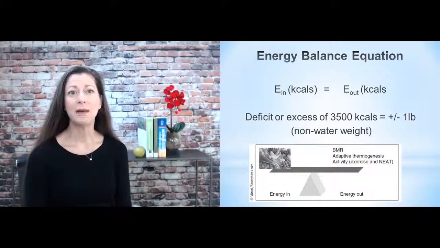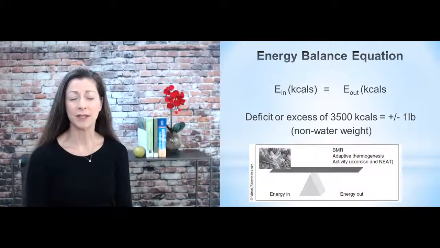The basal metabolic rate is one of those items that is on the energy out side of the equation. And something you want to do is protect that BMR. One of the ways that people unintentionally lower their BMR is through restrictive dieting. Adaptive thermogenesis is the body's ability to create heat through the way that it's burning off food.